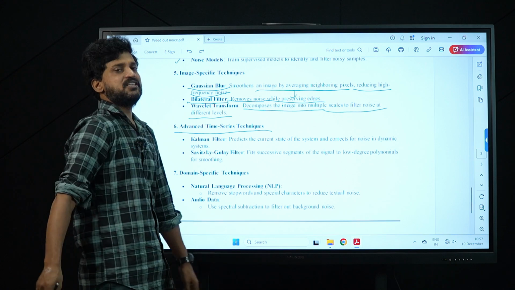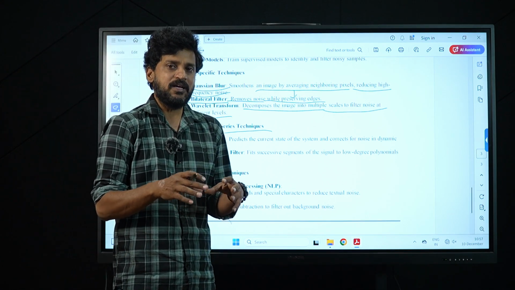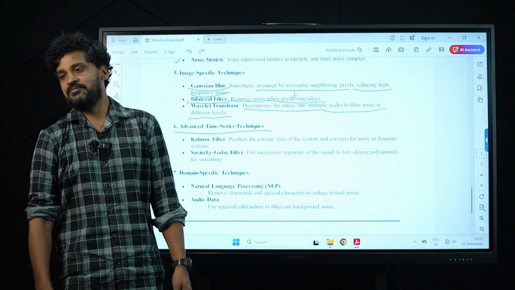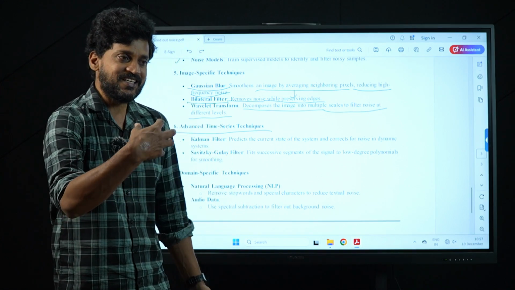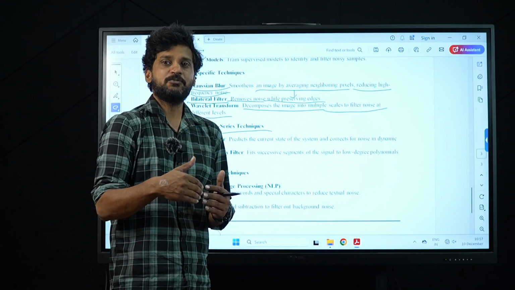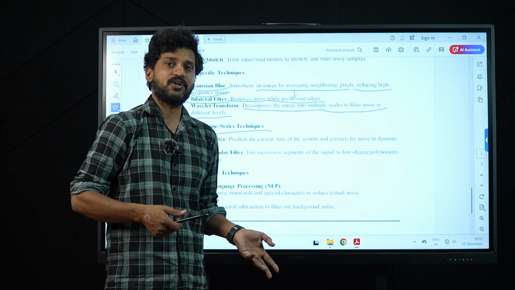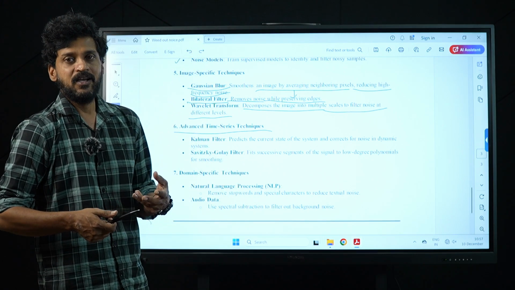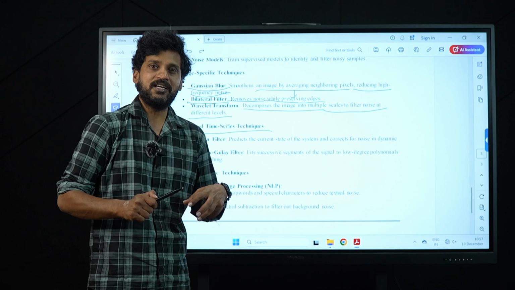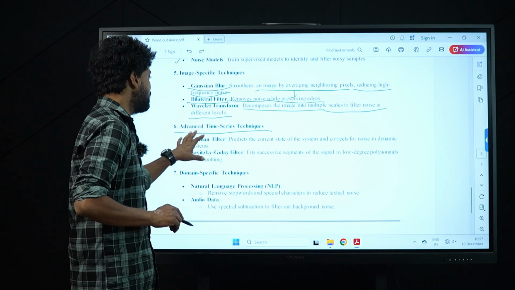Advanced time series techniques. What is the time series technique? Time series technique means it will be applicable on time series data. What is time series data? Time series data is data that gets collected at specific time intervals, such as weather forecasting or share prediction or temperature or heartbeat or whatever. This is called the time series.